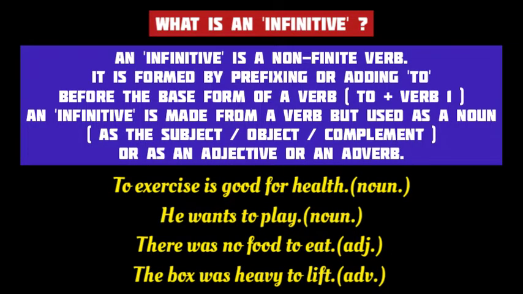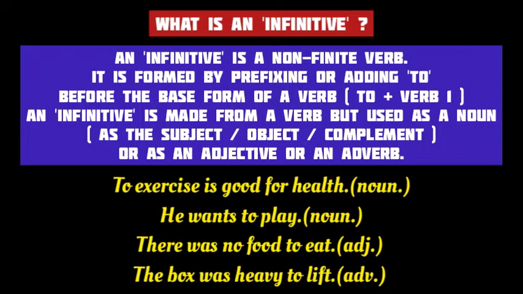First up, what is an infinitive? Well, an infinitive is a non-finite verb which is formed by prefixing or adding "to" before the base form of a verb. In short, the structure of an infinitive is to plus verb 1.